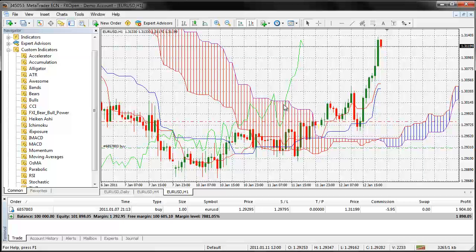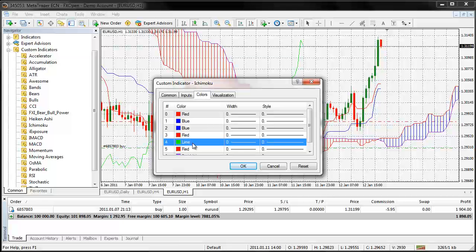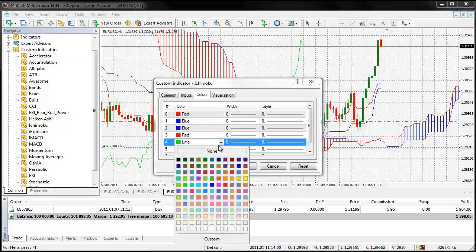The next thing we want to change is this colour here, which is the lime green colour. This lime, number 4. What I want to do is change this one to black.